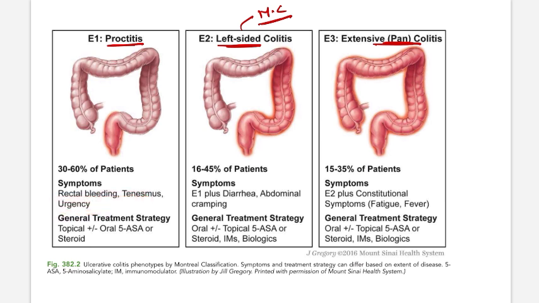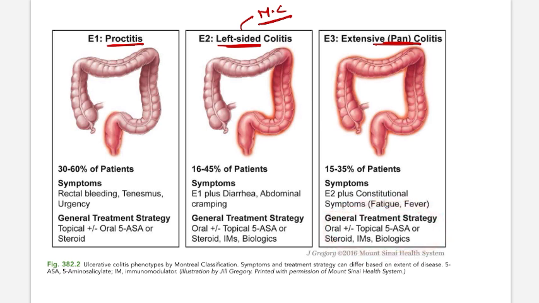Just focus on symptoms. If left side colitis, yes, rectal symptoms will be there plus diarrhea and abdominal cramping. If extensive, then constitutional symptoms like fatigue and fever. Okay, so just remember the symptoms. Now treatment: topical plus or minus oral 5-ASA therapy and steroid. Similar for left side colitis, but biologicals are also used, and the treatment is generally the same for pancolitis.